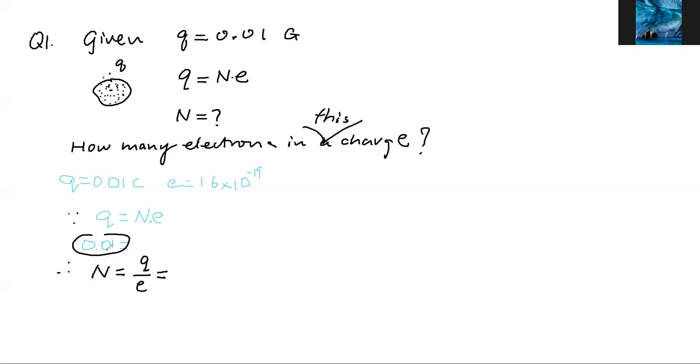So when you solve a problem in physics or chemistry, you find the formula for the unknown first. Okay, can you continue here? Yeah, okay. So which equals to 0.01 divided by 1.6.